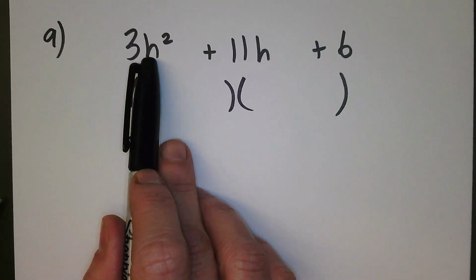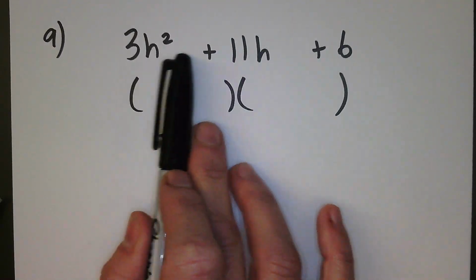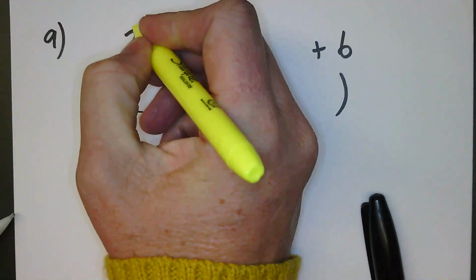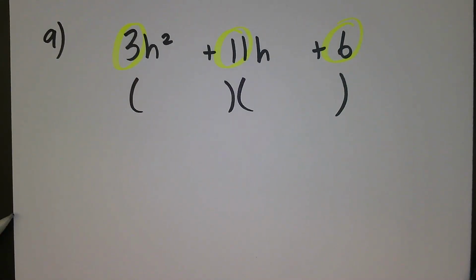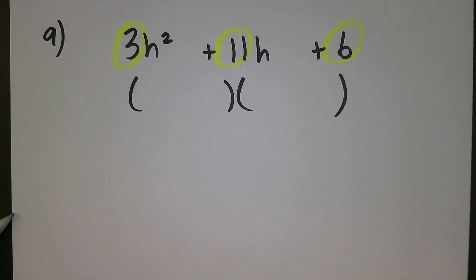So the variable part, h squared, h, and no variable. There's definitely not a variable that I can pull out of each. So I'm really focusing on the numbers. And I'm looking specifically at 3, 11, and 6. And there isn't anything that goes into all three of those numbers. So I can't pull out a common term. So I'm going to jump right to factoring.